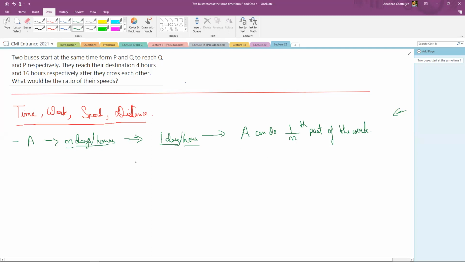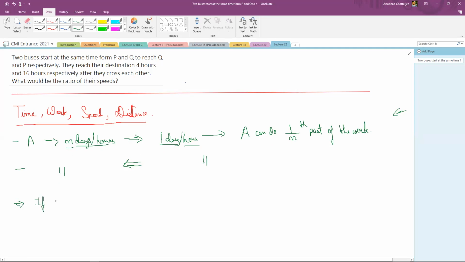Again, the vice versa is true. If A can do one nth part of the work in 1 day or 1 hour, then A can finish the whole work in n days or n hours. So these are reciprocal statements.